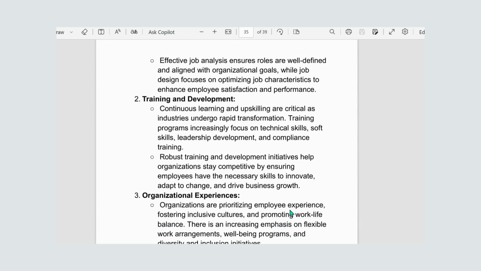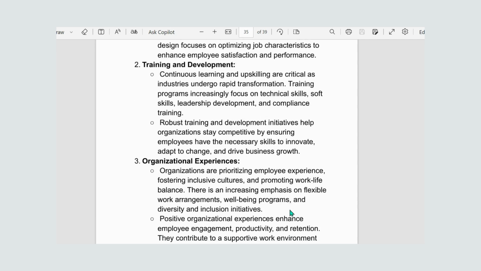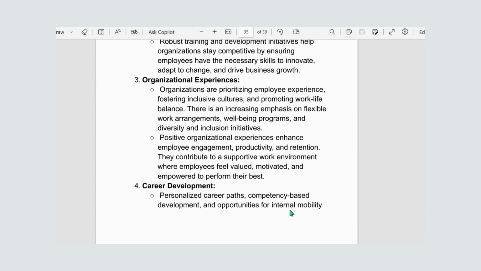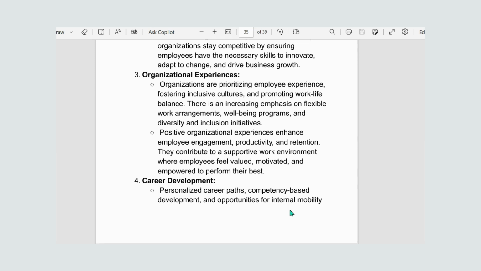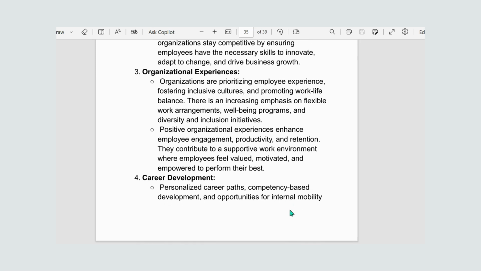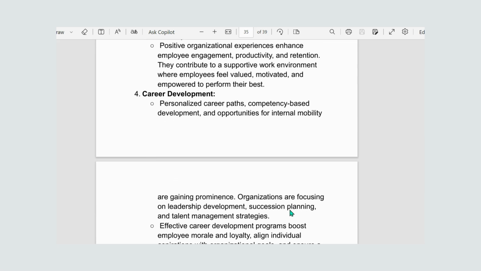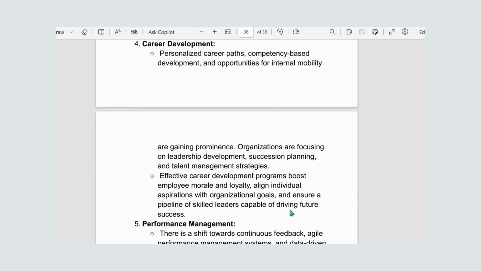Then comes training and development. Continuous learning and upskilling are critical as industries undergo rapid transformation. Robust training and development initiatives help organizations stay competitive in today's economic market. Organizations are prioritizing employee experience and promoting work-life balance. They contribute to a supportive work environment where employees feel valued, motivated, and empowered to perform their best. Career development is also one of the most important factors, because organizations are focusing on leadership development, succession planning, and talent management strategies.